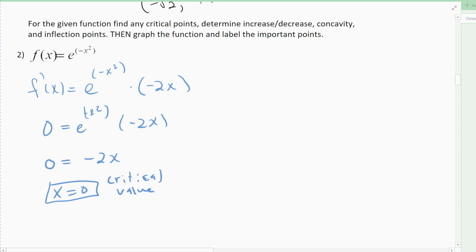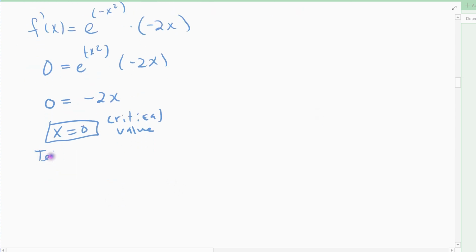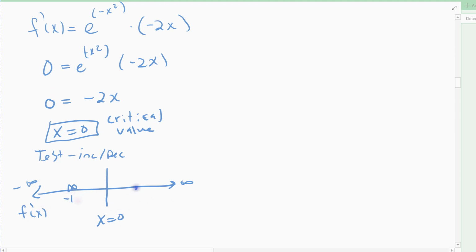I'll find the critical point once I get done with the testing. Now I'm going to test for increase and decrease. I like the number line, so that's what I'm going to use. So there's my number line. I mark off my stopping point, my critical value, and I check to see if my derivative is positive or negative. Negative 1 and positive 1 are always good test points. So again, I'm going up here and checking to see if it's positive or negative.